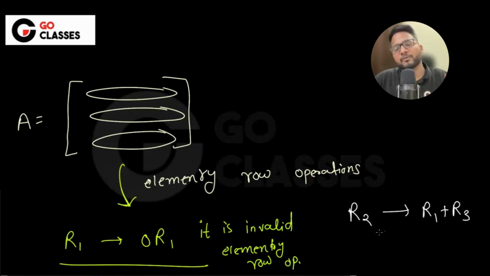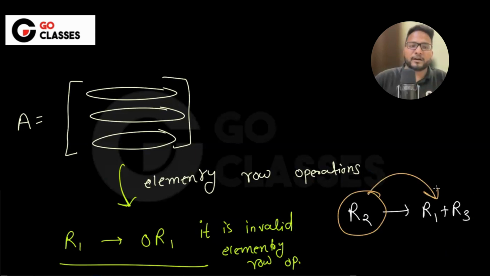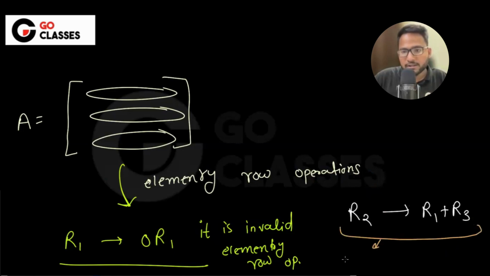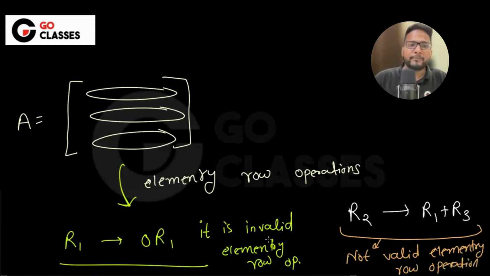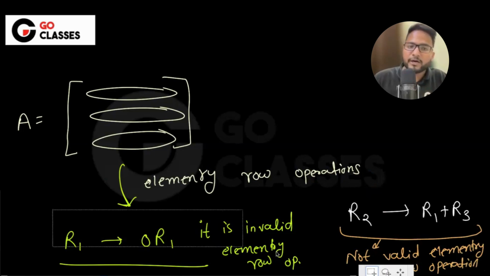Have you seen my previous lectures? From that you might be able to recall that if we are using R2, then R2 must be here. Do you recall that R2 must be here, right? So that's why this is also not valid. This is not a valid elementary row operation. Okay, did you understand this? So now you know what the valid and invalid elementary row operations are.